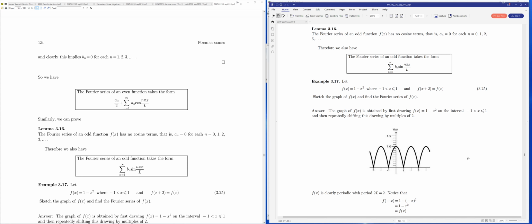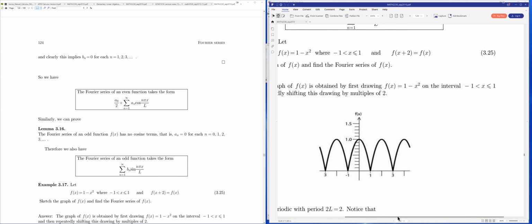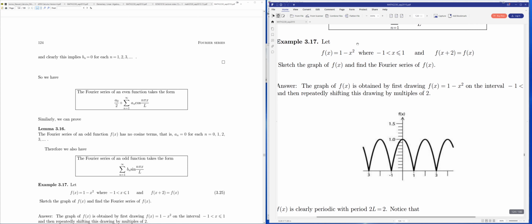If you're going to sketch a graph of this function, as in the case of the previous example, you sketch your base period over here, from minus 1 to 1. 1 minus x squared is an inverted parabola with a y-intercept of 1, so this piece between minus 1 and 1 is 1 minus x squared. And this part, f of x plus 2 equals f of x, is telling you that your function is periodic with period 2.